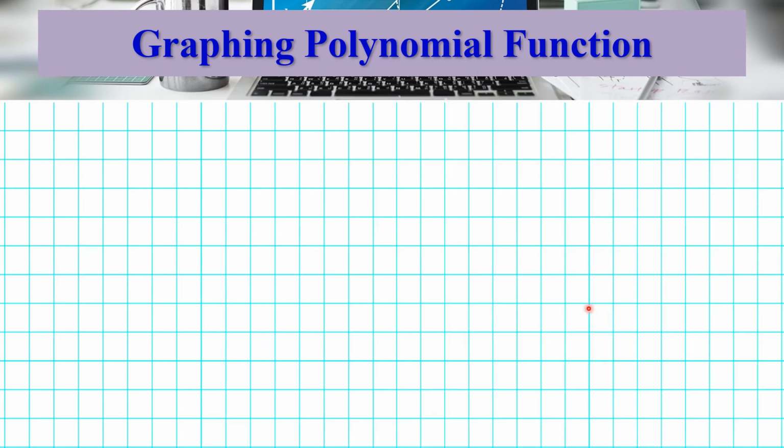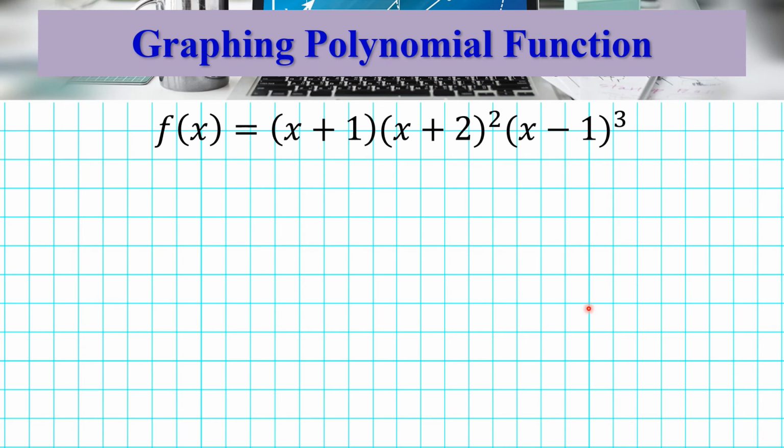Let's have another example. We have f of x equals x plus 1 times x plus 2 quantity squared and x minus 1 quantity cube. So, check natin yung degree. Ang degree natin ay 6. Bakit? We have 1 here, we have 2 here, and we have 3 here. So, i-add lang natin. Kasi pag nagmumultiply tayo, we're just adding the exponent. So, we have 3 plus 2 plus 1. So, ang degree natin ay 6.